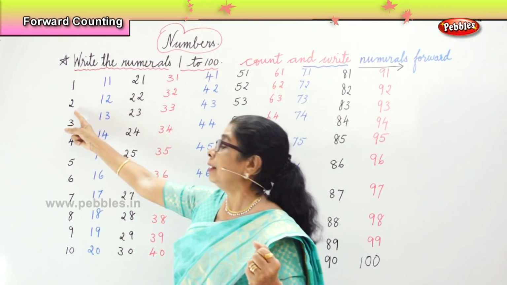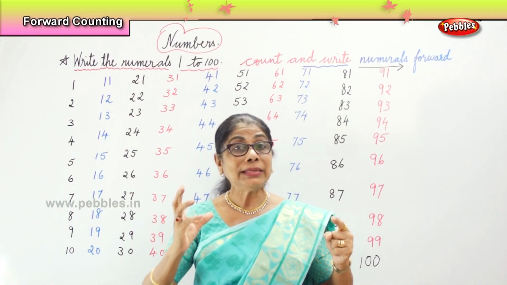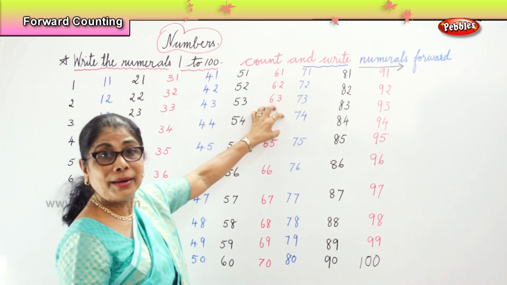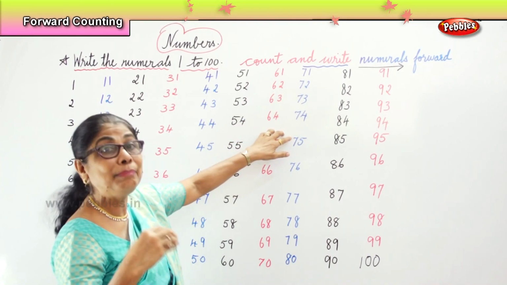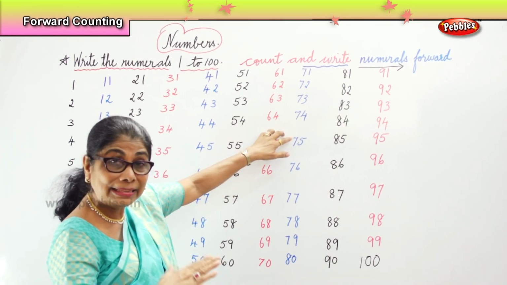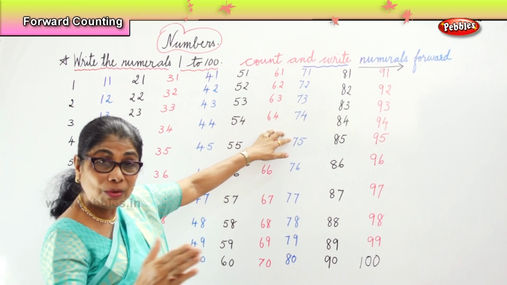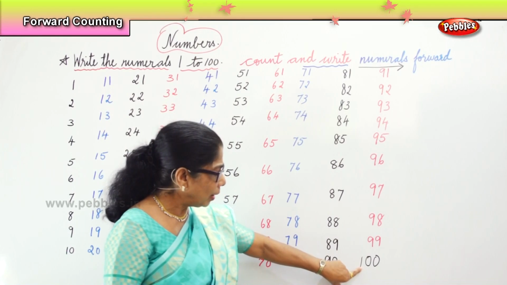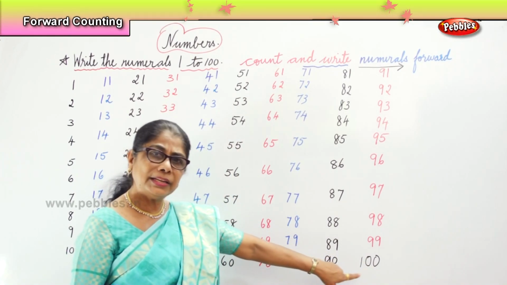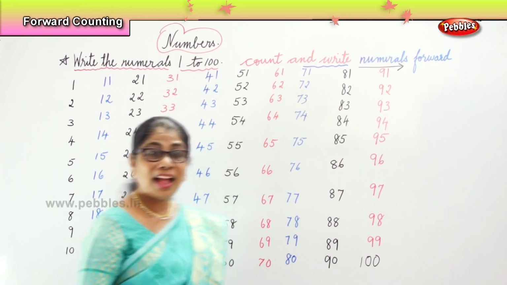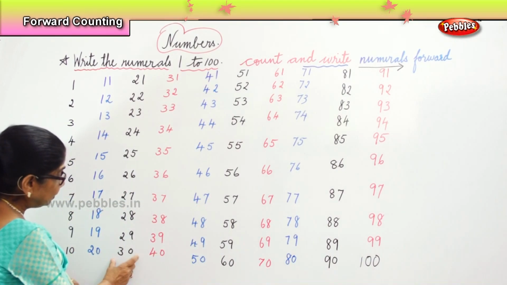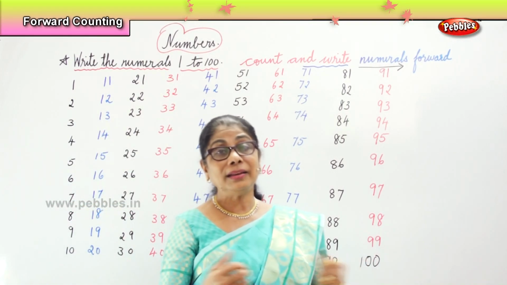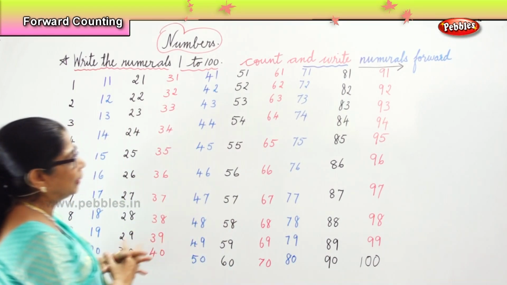Then next, we must learn the names of these. How do we spell this numeral? 2. T-W-O. How do we spell this number? 60 plus 4. S-I-X-T-Y and F-O-U-R. That's all. How do you write the name of this number? It is 100. How do you write the name of this numeral? 30. T-H-I-R-T-Y. All right.